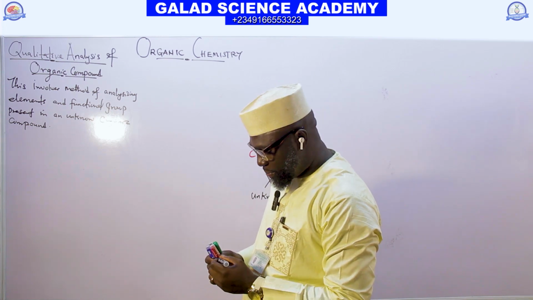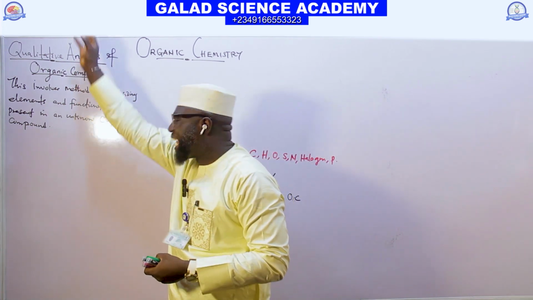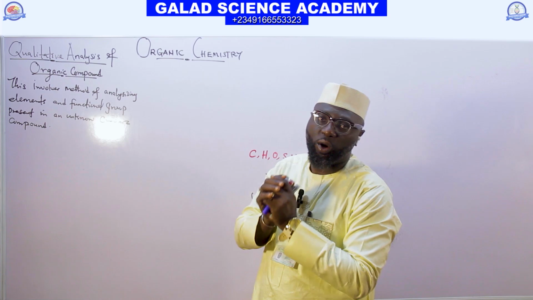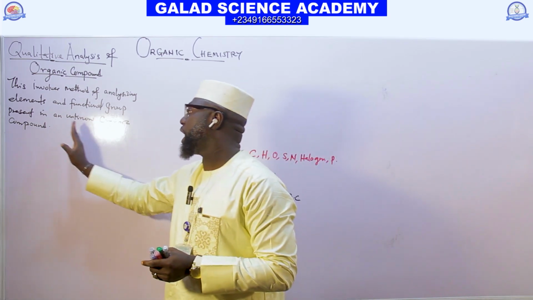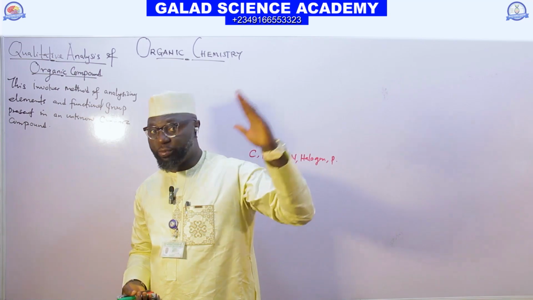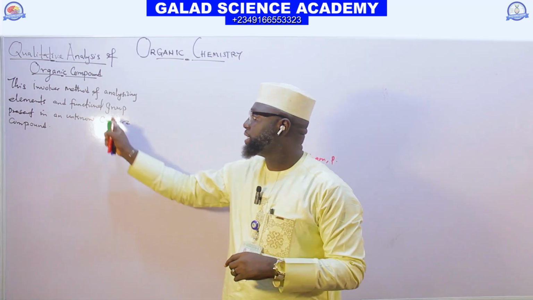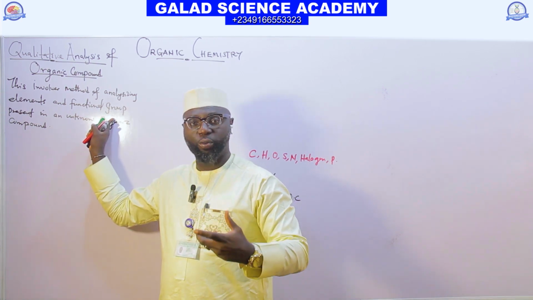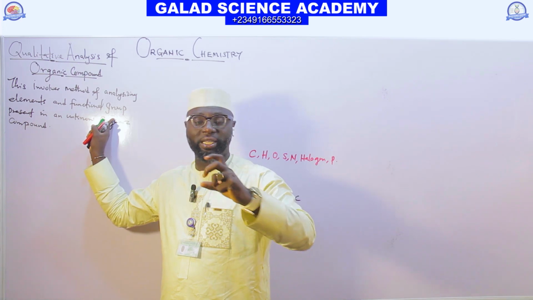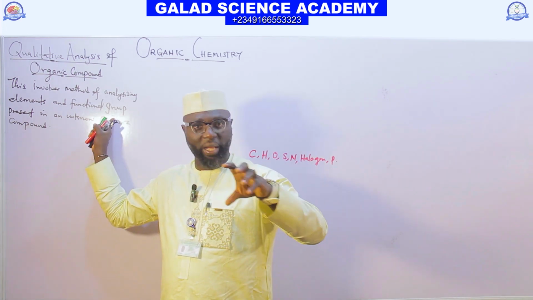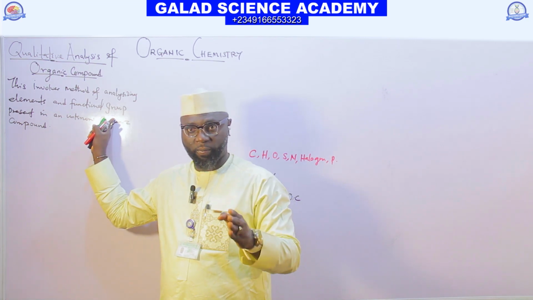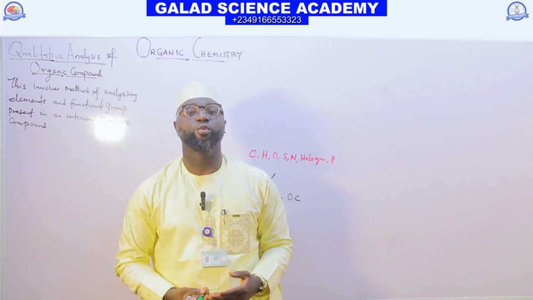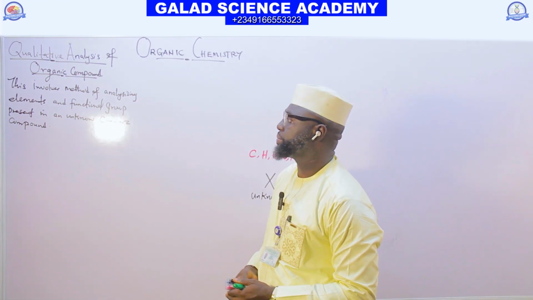So this is the practical aspect that we use to analyze the elements that are present in an organic compound and the functional group of the organic compound. If you still remember, in my previous video I explained the organic compound and the functional group. A functional group is an atom or group of atoms that determine the chemical reaction or properties of an organic compound, or I also call it the reactive part of an organic compound.